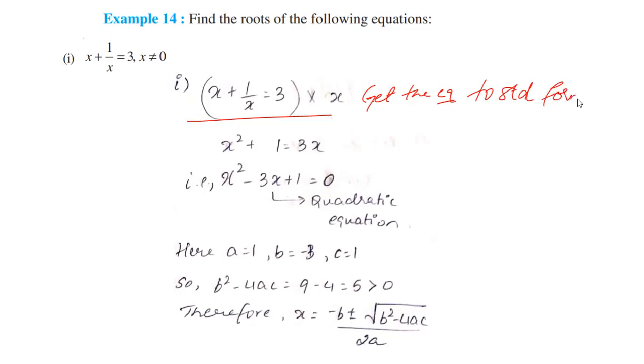Standard form. Get the equation to the standard form. So this is the required quadratic equation. Later, write a, b, and c. Compare it with the standard form. Find b square minus 4ac. We get it as greater than 0. What does it mean?